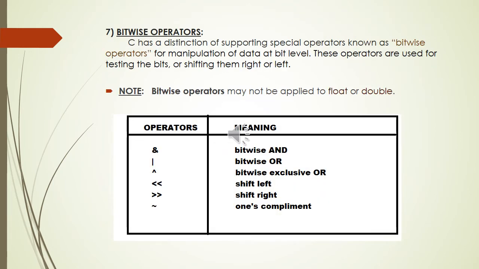The seventh type of operator is bitwise operators. C has a distinction of supporting special operators known as bitwise operators for manipulation of data at bit level. These operators are used for testing the bits or shifting them right or left. For example, bitwise AND, bitwise OR. Here the symbols are there: bitwise exclusive OR, shift left, shift right, and one's complement.